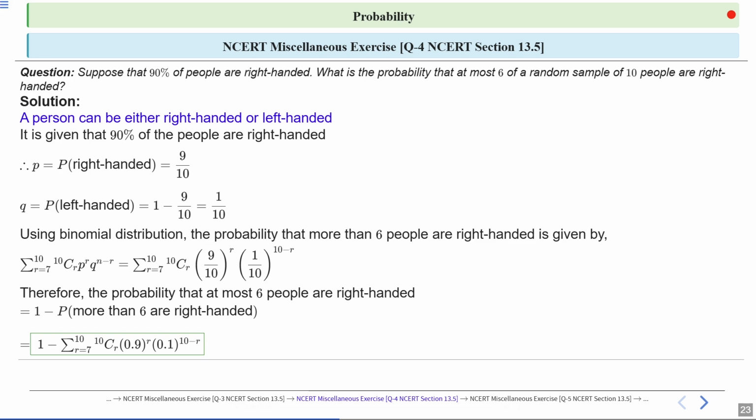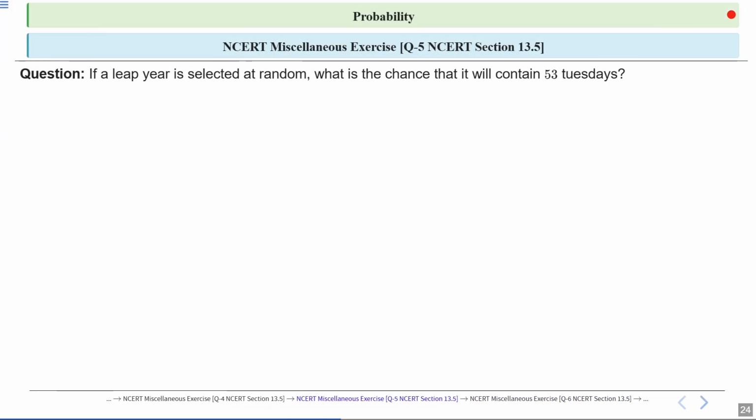Now, let's move to the next question. In this question, we have a leap year. A leap year has 366 days. The question asks for the chance that this year has 53 Tuesdays. It provides that a leap year is selected at random and wants to know the probability of it containing 53 Tuesdays. So first of all, try it yourself and then see the solution.